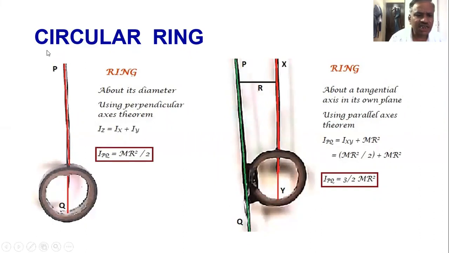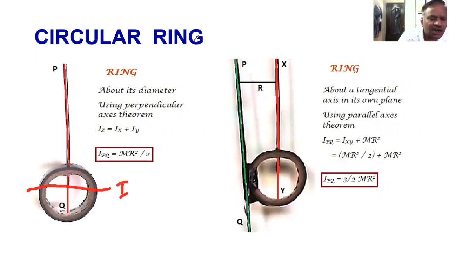Okay, next one here, that is circular ring, third case, about its diameter. It may be like this, it may be like this. This is the diameter. Or else I can take it like this. Either you can rotate about this axis, or else you can rotate about this axis also. Both are the same. One is Ix.